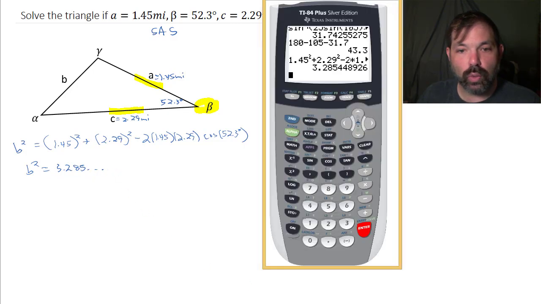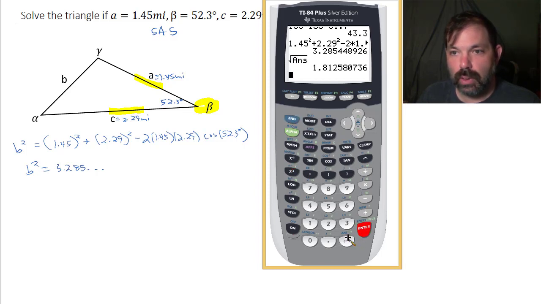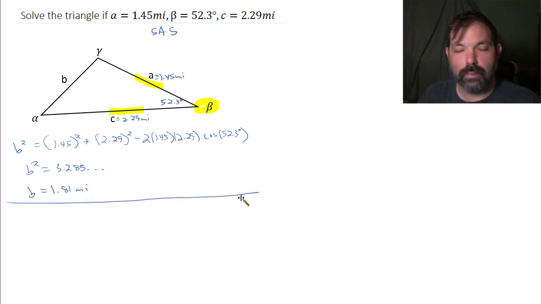But again, we don't want b squared, we want b. So we find the square root of that answer, 1.81. So b is 1.81 miles. So we've used the law of cosines to solve for b. And we now know that b is 1.81 miles.